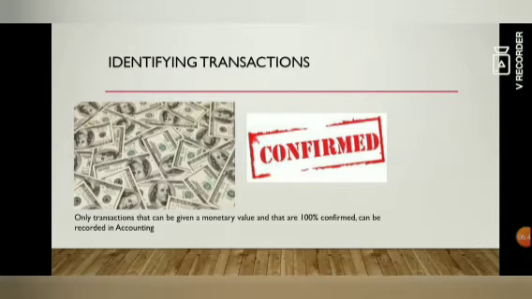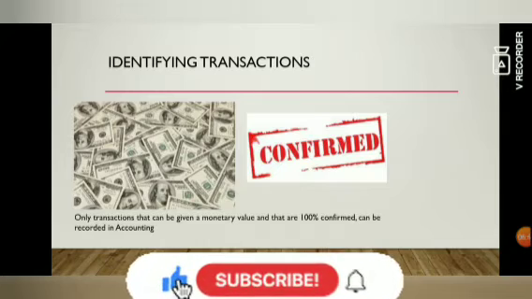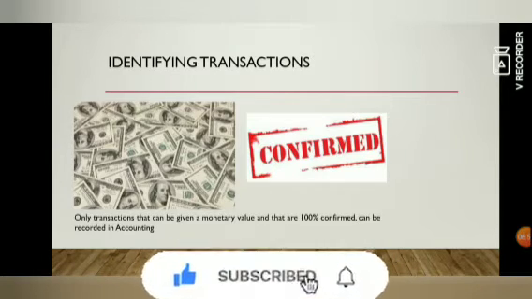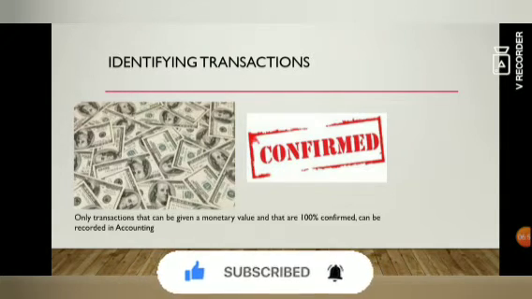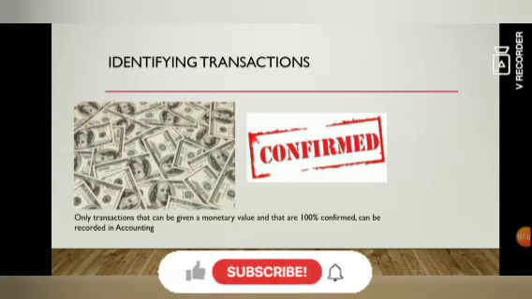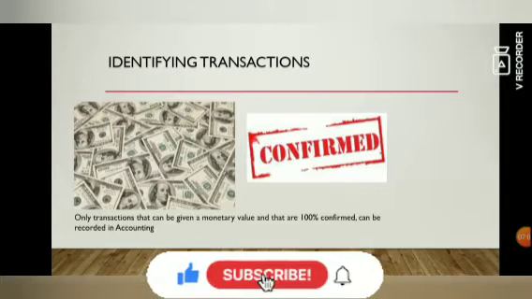So basically, the first stage of the accounting process is identifying any transactions that can be given a monetary value. And these transactions need to be 100% confirmed. When I say 100% confirmed, that means we need to have clear evidence that this transaction or this exchange has taken place. So that's the first step.